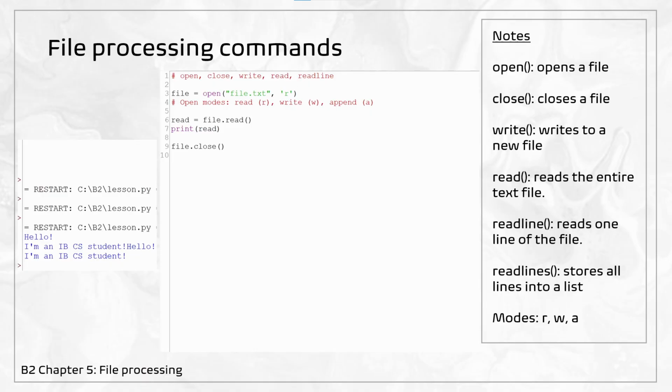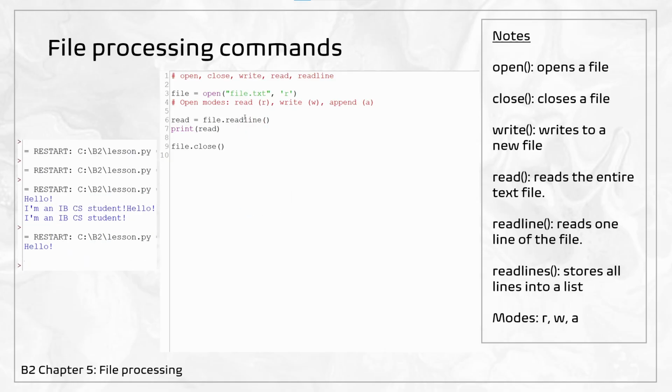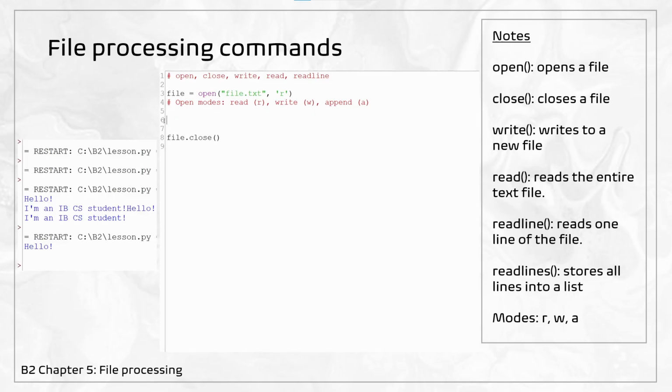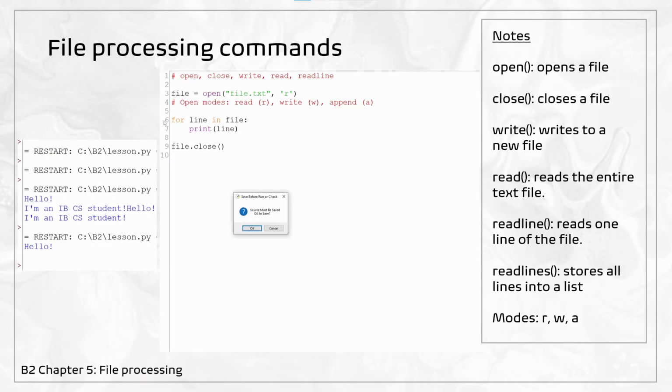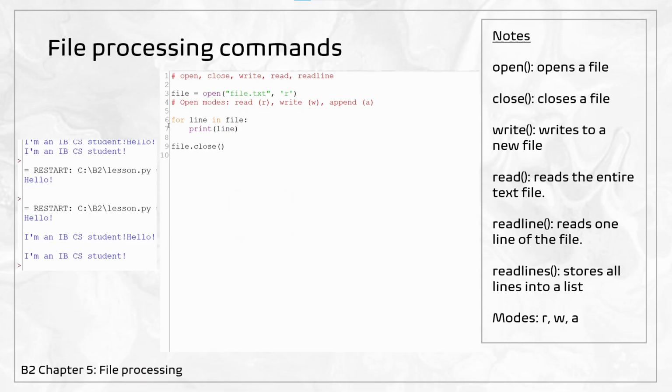Another read function is read line, which reads a singular line from the text file. So if we just change this to read line and print, we just get the first line of the text file. And what we can do with read line is use a for loop to print the entire text file. So what we can do is just delete all this and say for line in file, and inside of here we can write print line, and if we do that, we get the entire file printed out for us.